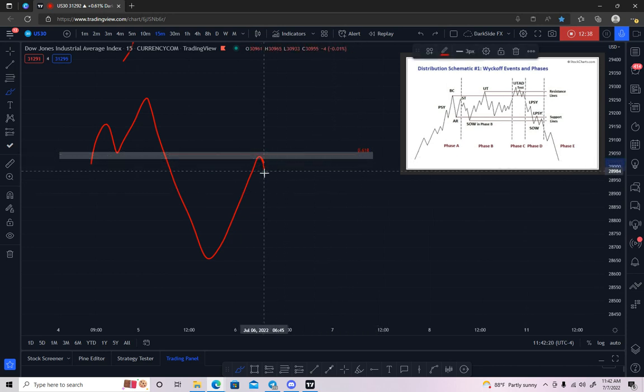Maybe you look at it as your BC, your AR, your ST. Maybe you're looking for the SOW. I'm following the schematic. I'm following it right here. The SOW, the sign of weakness. Again, look these up, guys. Price pushes up. You have your UT now. Okay, consolidation again. And then maybe your UTAD is actually what hits the 61.8.